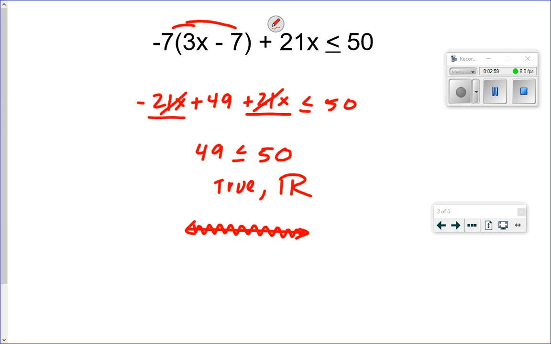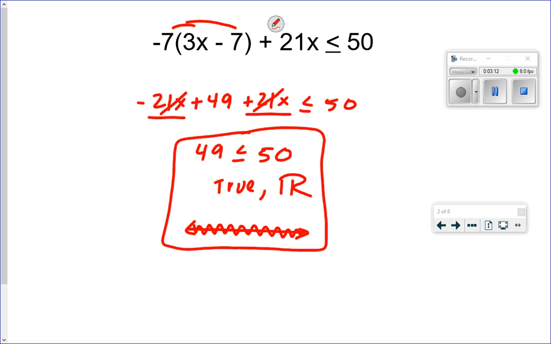Now, we talked about that a little bit when we were doing absolute value inequalities. If you've got a true statement, there's no variable left, that means the entire line is shaded. So this would be my solution to this first inequality.